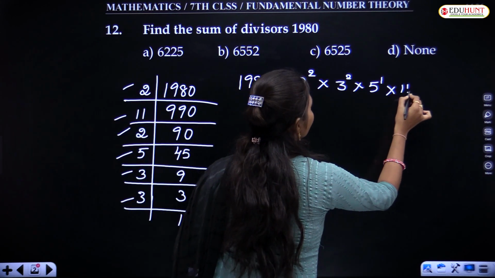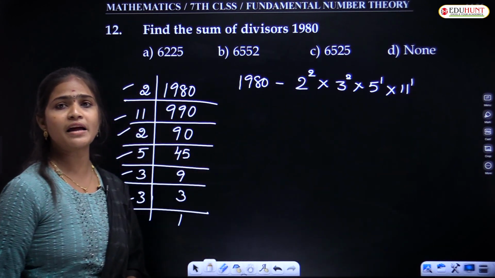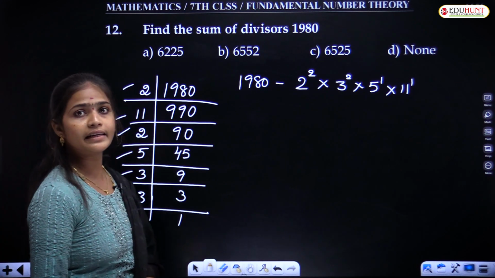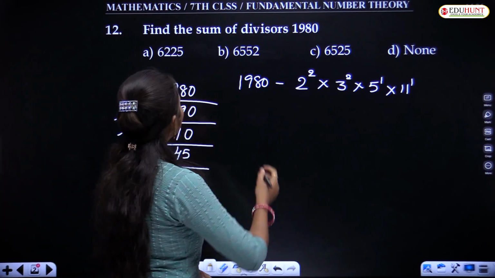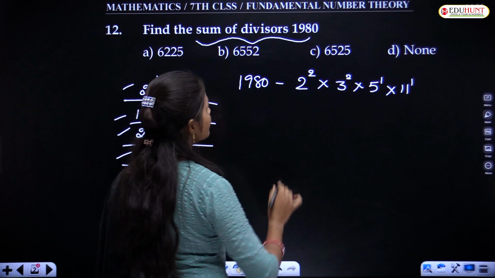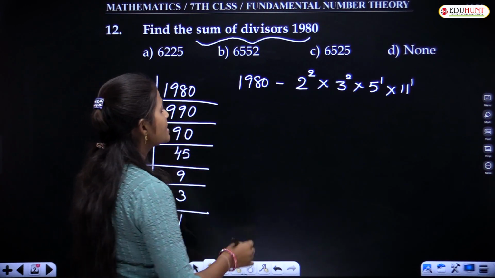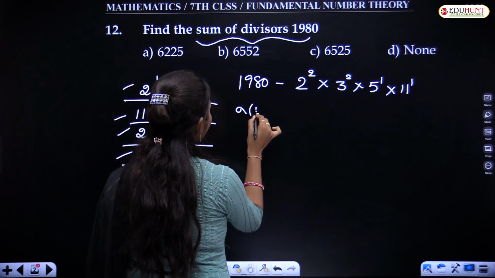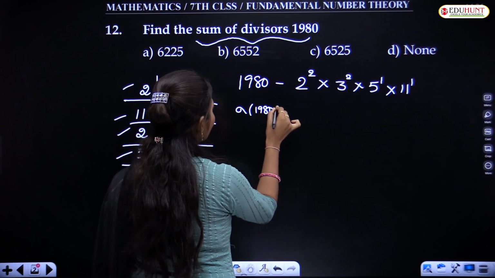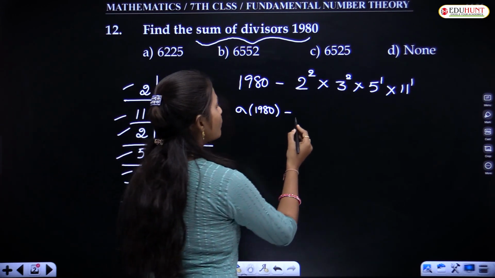So that is 11 power 1. Okay, so this is the prime factorization for 1980. So now what we have to find? Sum of the divisors. So the sum of the divisors formula, sigma of 1980, we have to find out, no? Okay, so here what is that formula?